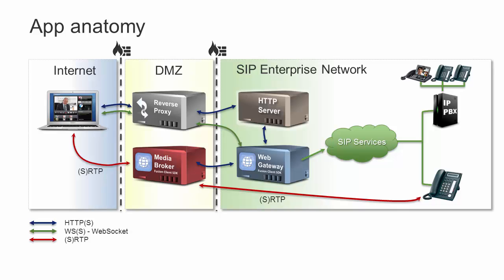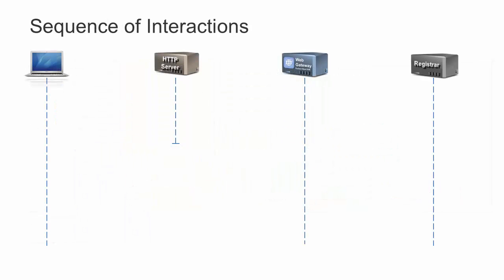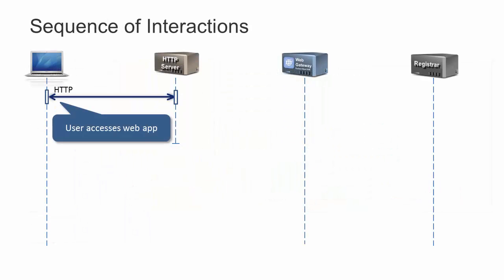Let's take a look then at the actual sequence of interactions. For simplicity, we'll not worry about the firewalls or any specific implementation details of the enterprise network. We start with the user accessing the web app, going through the DMZ reverse proxy to do so. The purpose for this initial exchange is to enable the web app to determine appropriate details to use when creating the web gateway session.